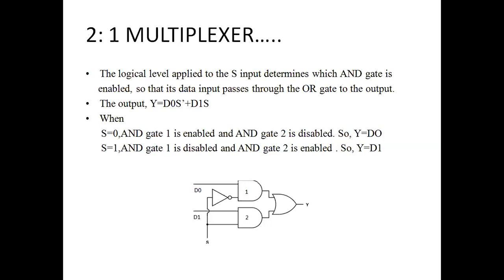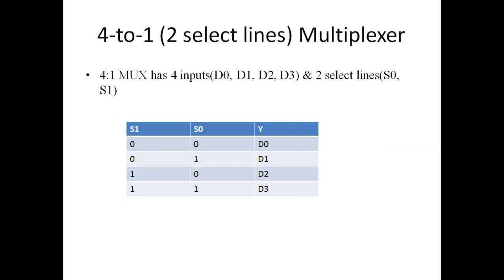So when S equals 0, AND gate 1 is enabled and AND gate 2 is disabled. So at output we get Y equal to D0. When S equals 1, your AND gate 1 is disabled and AND gate 2 is enabled. So at Y we have D1. Now this is the case of the 2:1 multiplexer.